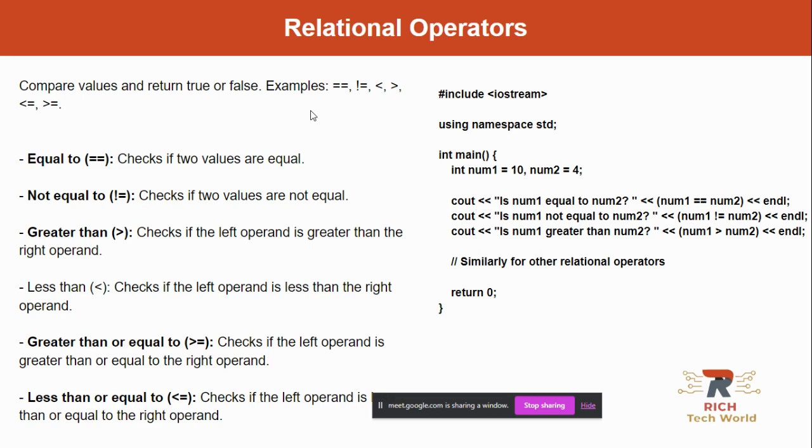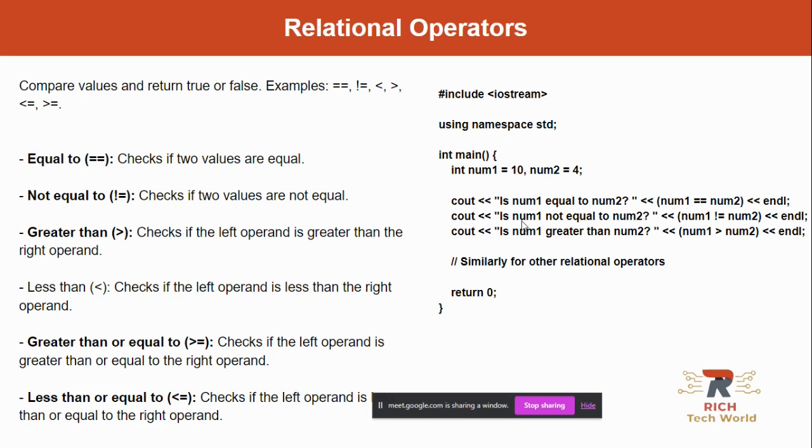All right. So we have equal to. So maybe you have a value. This one we have the same: number one contains 10 and then number two contains 4. Now we are checking, is number one equal to number 2? We are letting the code check for us. Is number one equal to 2? So if it is equal to 2, it will return true. If it's not equal to 2, it will return what? False. That is what it will do.